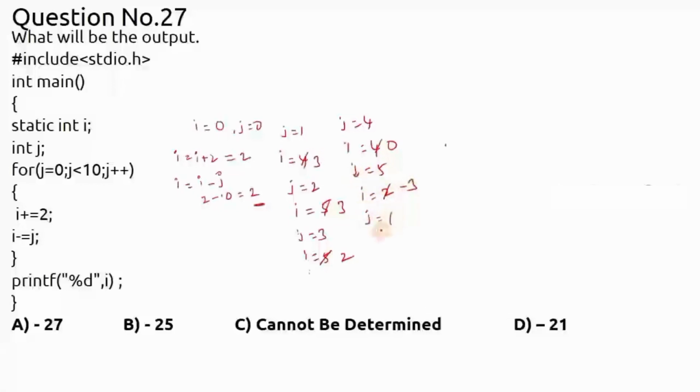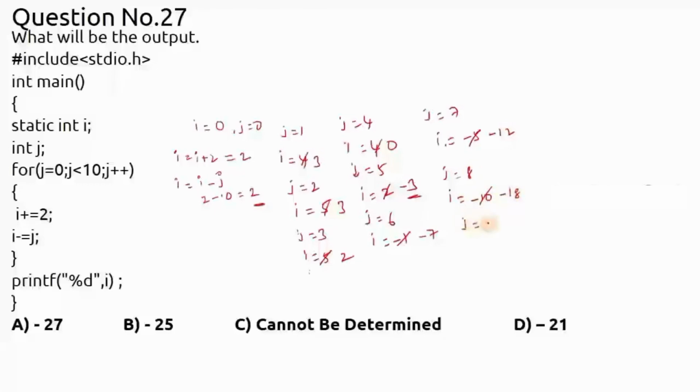Now the j value is 6. So the i value is minus 3 plus 2, which is minus 1. And minus 1 minus 6, because i equals i minus j, that is minus 7. Next j is 7. i is minus 7 plus 2, which is minus 5. Then i minus j, minus 5 minus 7, minus 12. Now j is 8. i becomes minus 12 plus 2, which is minus 10. Now i minus j, minus 10 minus 8, which is minus 18.